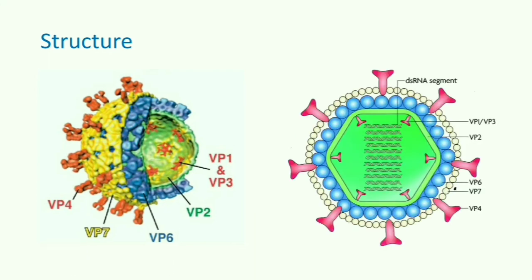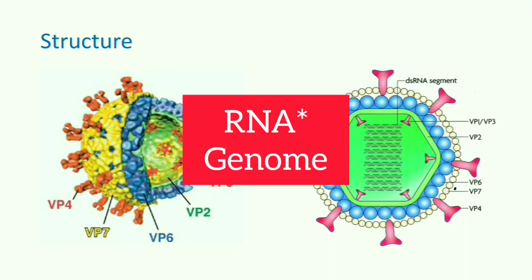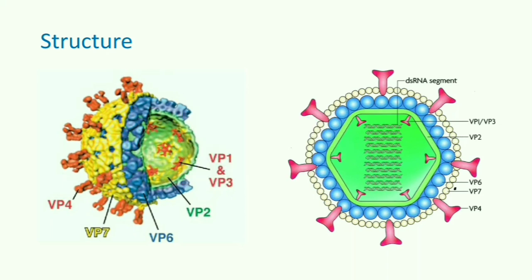In the 3-layered shell, there is this green inner core made of viral protein 2, which contains the double-stranded RNA genome. Then this blue middle layer made of viral protein 6, and finally the yellow outer layer made of viral protein 7 with red surface spikes made of viral protein 4. Viral protein 1 and 3 are anchored on the inner side of the VP2 core.